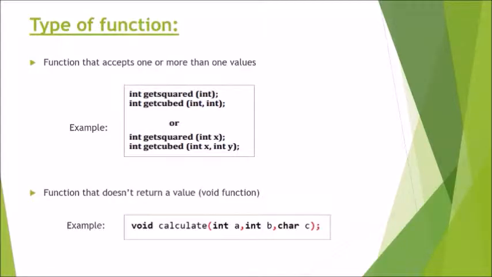So there are four types of functions. The first one is the function that accepts one or more values. We can see from the example that inside the parentheses there are two values. This one is one value, this one is the second value. The second one is the function that does not return a value, also called the void function. So the data type should be void, not another return data type. This one is the function name and this one is the input argument.